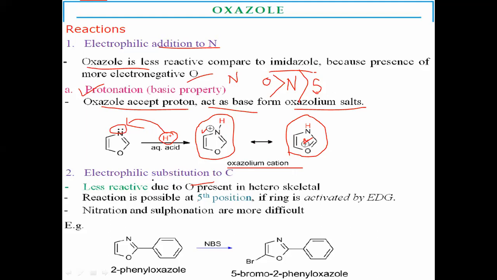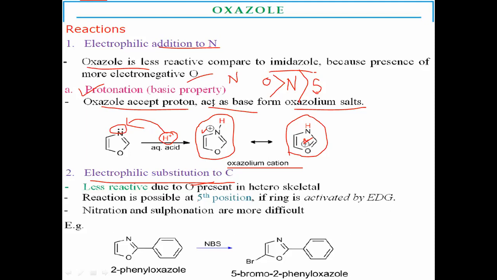Then the second reaction is electrophilic substitution on carbon atoms. Here first is protonation. Due to the basic property, the unshared electron pair on the nitrogen undergoes protonation, and the oxazole acts as a base during protonation reactions. Now, electrophilic substitution on the carbon atoms. I already told you that oxazole is less reactive as compared to imidazole due to the presence of the electronegative oxygen atom.